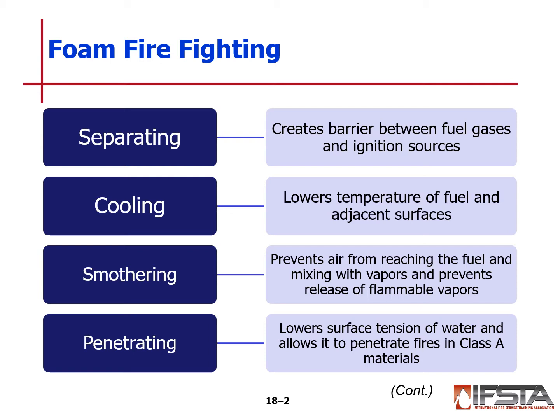continue to cool. Smothering is the prevention of air from reaching the fuel and mixing with vapors, and it prevents the release of flammable vapor. And penetrating lowers the surface tension of water and allows it to penetrate fires into Class A materials. These are known as wetting agents.